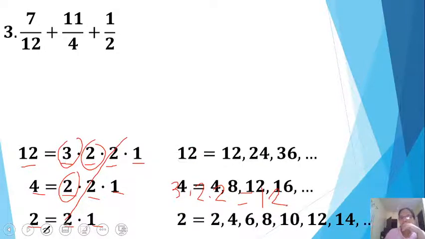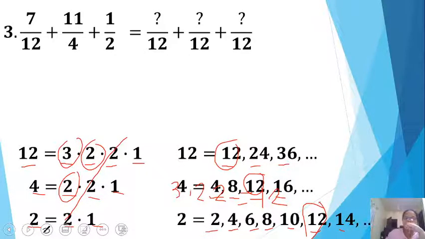That means the new denominator is 12. And if you find it difficult to get the prime factors, but I prefer that, you can also get the multiples. So the multiples of 12 are 12, 24, 36. The multiples of 4 are 4, 8, 12, 16. The multiples of 2 are 2, 4, 6, 8, 10, 12, 14. And the least common multiple that they have is 12. So that's just the same.